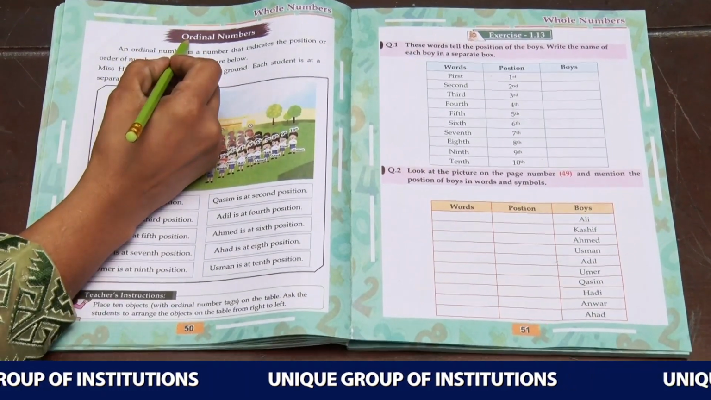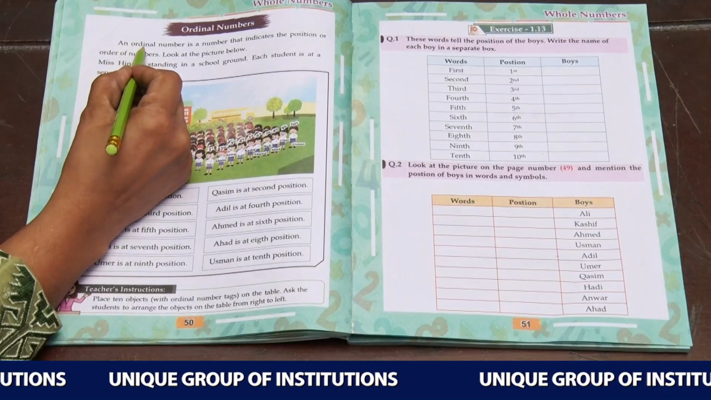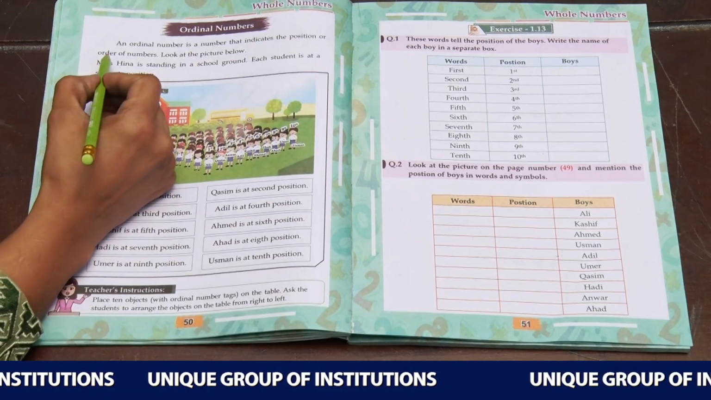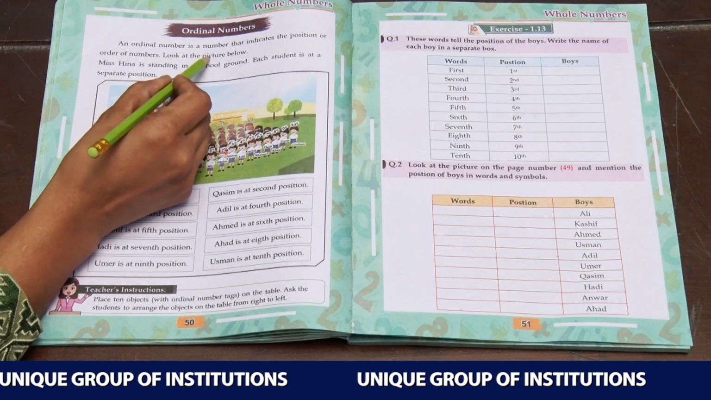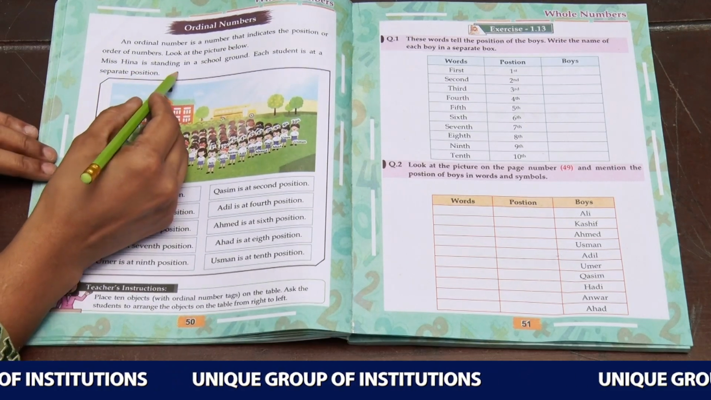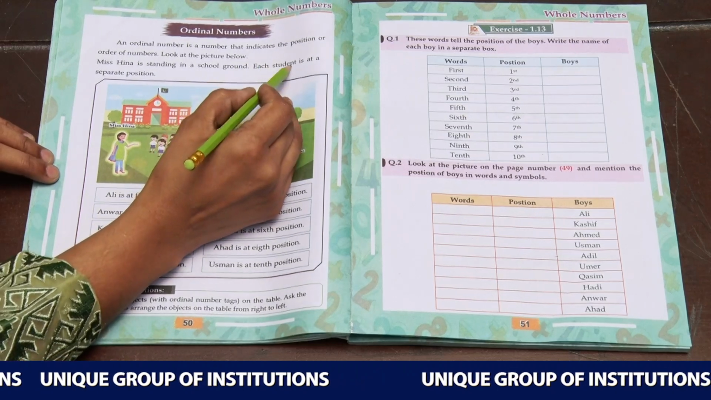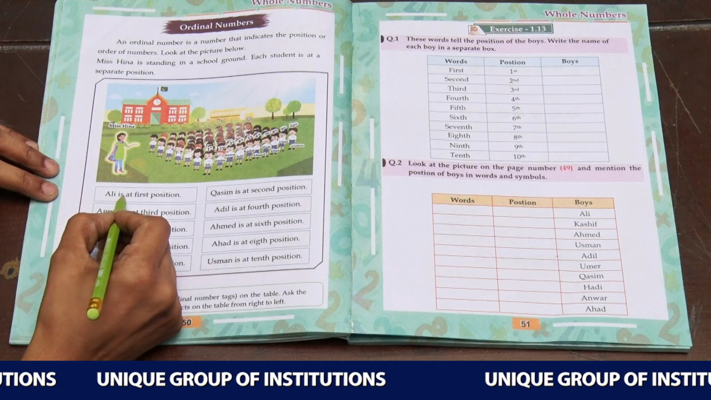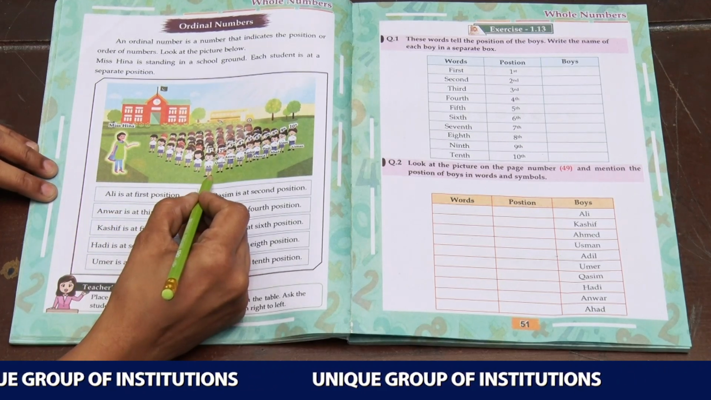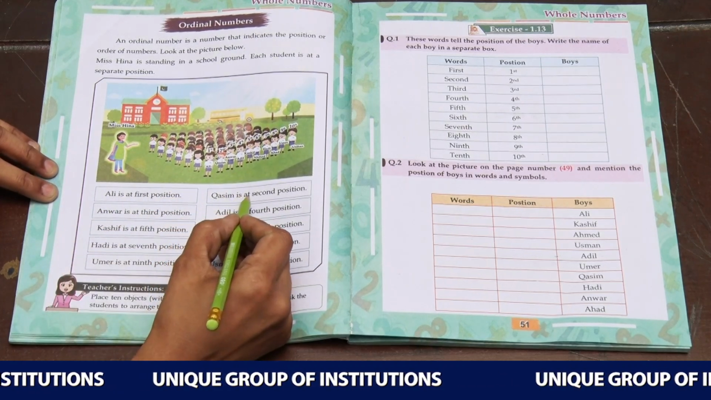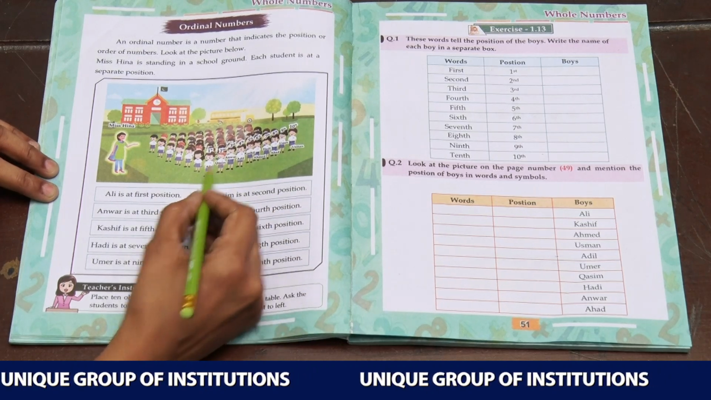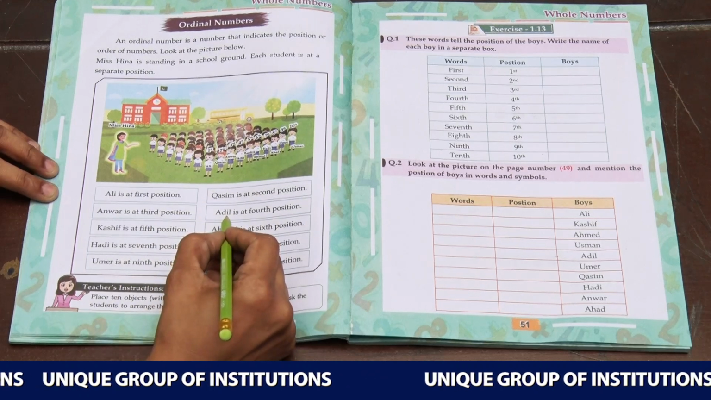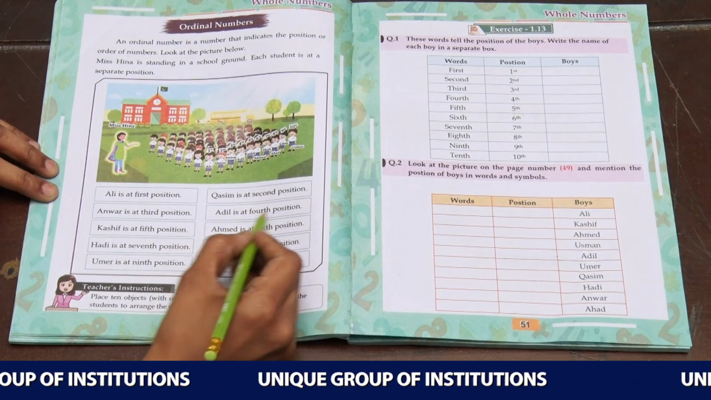There is the concept of ordinal numbers. An ordinal number is a number that indicates the position or order of things. Look at the picture below. Miss Hina is standing in the school ground. Each student is at a separate position, like Ali is at first position. Here is Ali. Qasim is at second position. Here is Qasim. Anwar is at third position. Here is Anwar. Adil is at fourth position.